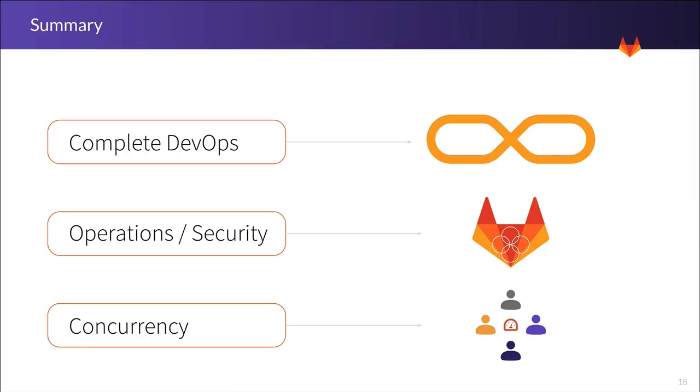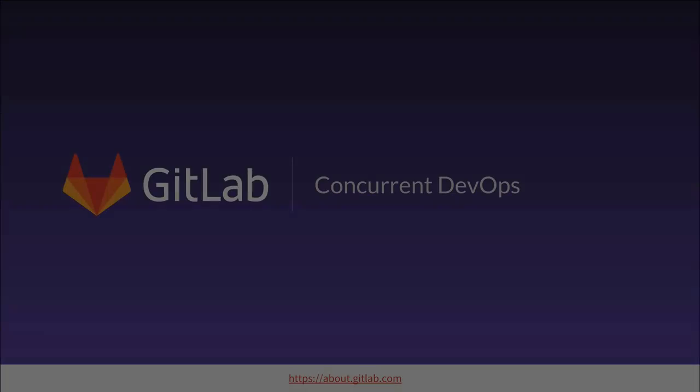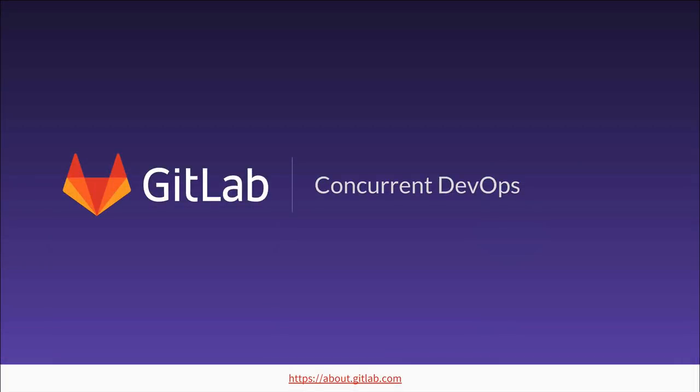Phew. So wrapping it up, we're going after the complete DevOps lifecycle. We want operations and security to be our new favorite users, and we want teams working concurrently. And that's the GitLab product vision for 2018.